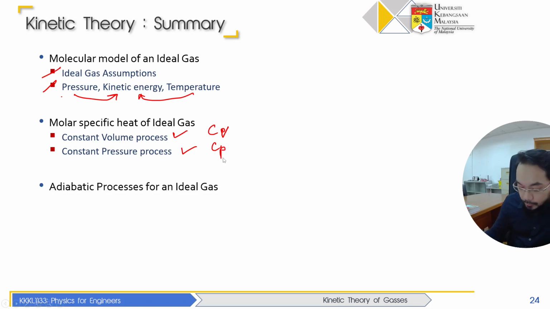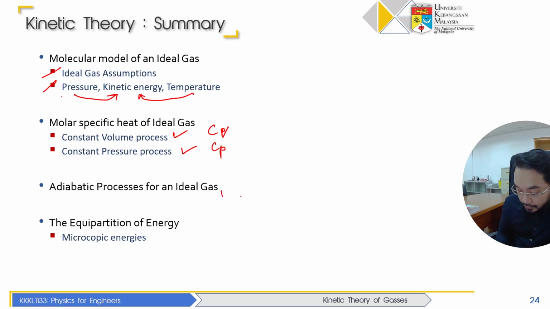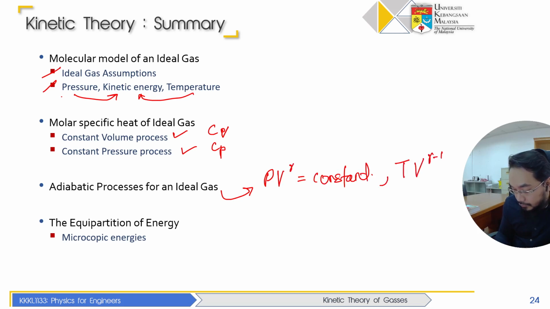And then we looked at the adiabatic process of an ideal gas, whereby we know that PV to the power gamma is a constant. So is TV to the power gamma minus 1 also a constant. But these constants are not the same. Let's say this can be a constant K, and this can be a constant N. N is not equal to K, but throughout the process, this does not change. And then lastly, the equipartition of energy and also the evaporation process.